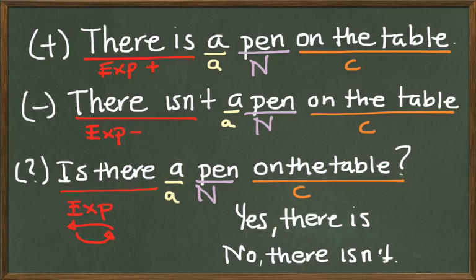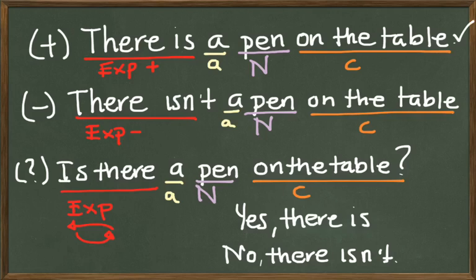In the first one, we have: there is a pen on the table. Our negative example is: there isn't a pen on the table. And our question example is: is there a pen on the table? As you can see, these examples are very similar, but they have some differences.